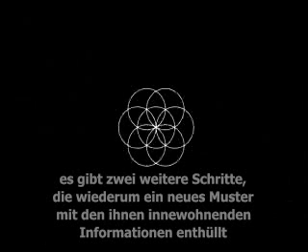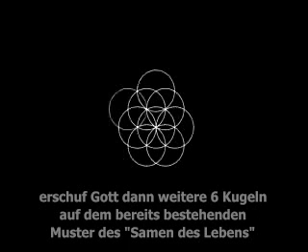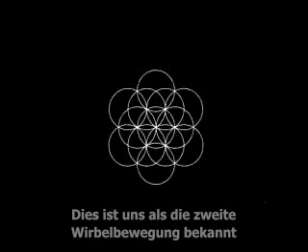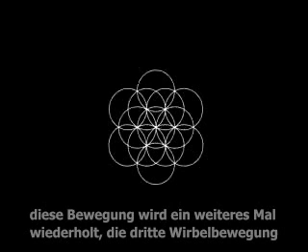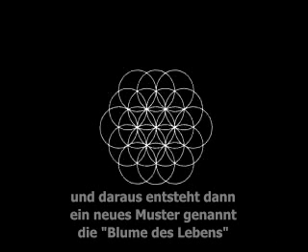There are 2 more steps to take, which each reveal yet another layer and also another new set of patterns and information. Following the rule of always move to the innermost points before projecting, God creates an additional 6 circles on top of the existing seed of life pattern. This motion is often referred to as the second vortex motion. This process is repeated once more, the third vortex motion, which finally gives rise to the next new complete pattern known as the flower of life.